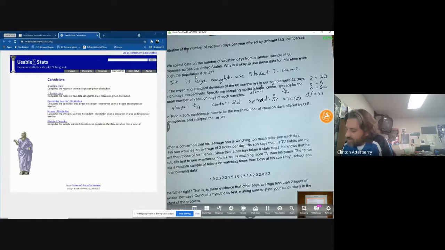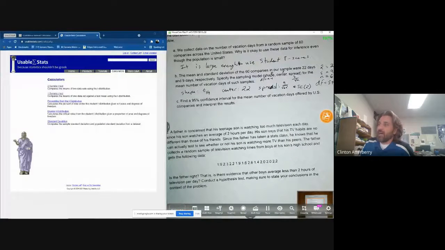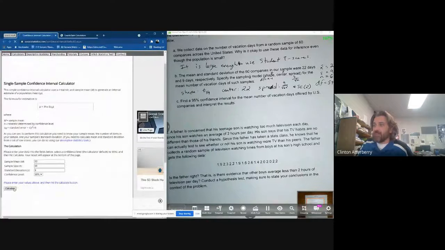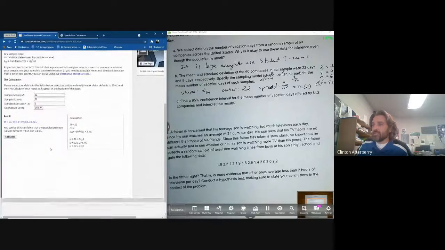Find a 95% confidence interval for the mean number of vacation days offered by U.S. companies and interpret the results. Okay, so we need a calculator for that. 95% confidence interval. That is the equation right there. So sample mean is 22. Sample size is 60. Standard deviation they gave us was 9. Okay. Hit calculate. And it gives us these numbers here.